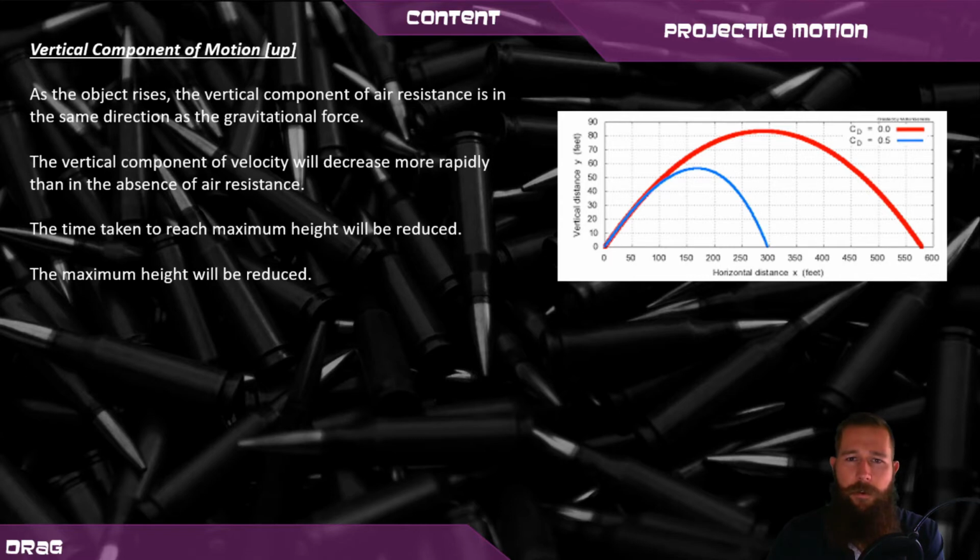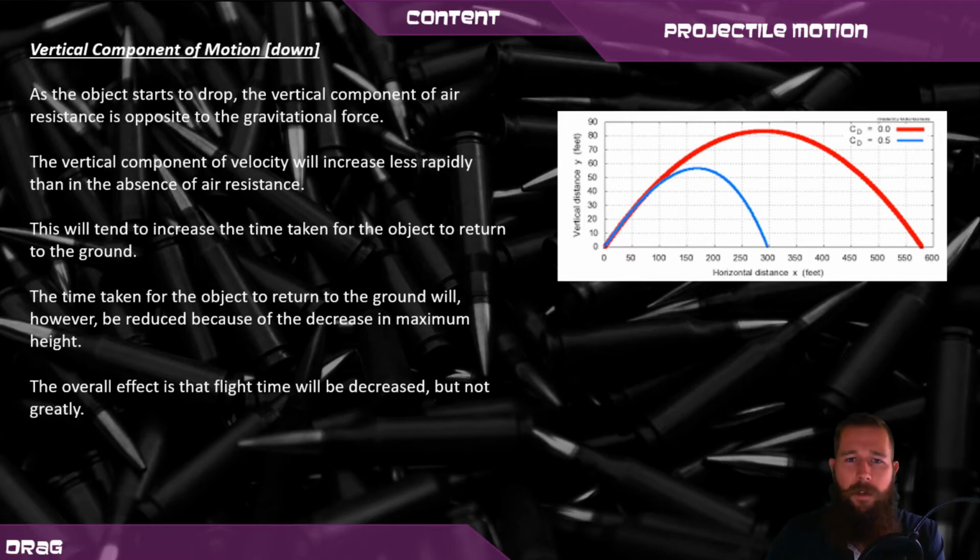Now considering the vertical component of motion, I want to look at the way up first. Previously, the force in the vertical direction was gravity, which pulled the object back down. Now since the object is moving upwards, the velocity is upwards and the drag force is down. So with the drag force being down and gravity being down, the object doesn't reach the maximum height that it previously would have in the absence of air resistance. This also results in the time taken to reach maximum height being reduced.